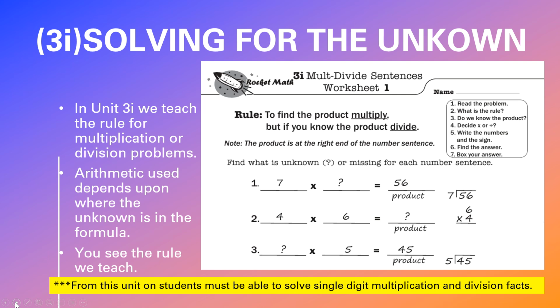Unit 3I, we teach the rule for solving multiplication and division number sentences. This is parallel to what we did in Unit 3A with addition and subtraction number sentences. In a multiplication number sentence, the product is at the right end of the sentence. If you want to find the product, you must multiply the 2 other numbers. If you know the product and you want to find one of the smaller numbers, you must divide. Again, we teach the rule, have students apply the rule, and solve the problem. Note, in the last 3 units, students need to be able to multiply and divide single-digit facts to solve the problems.